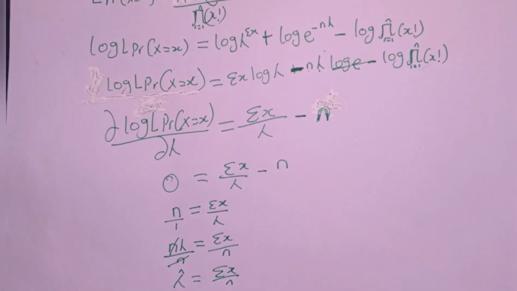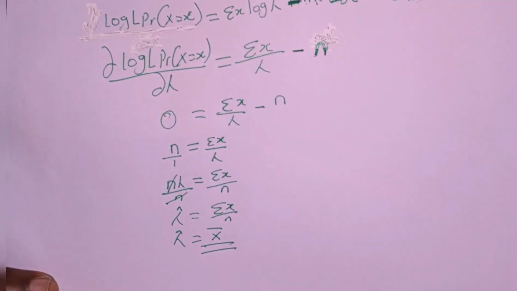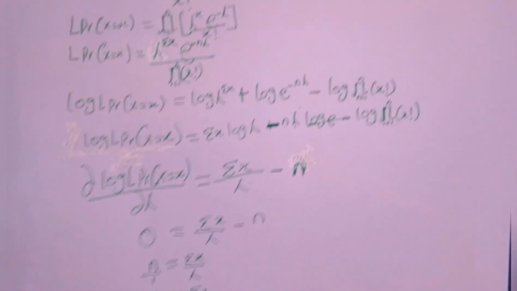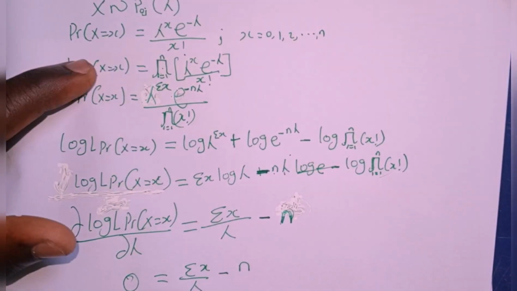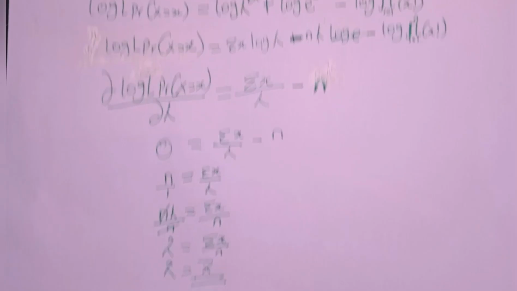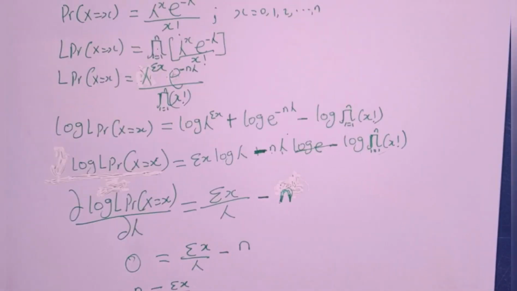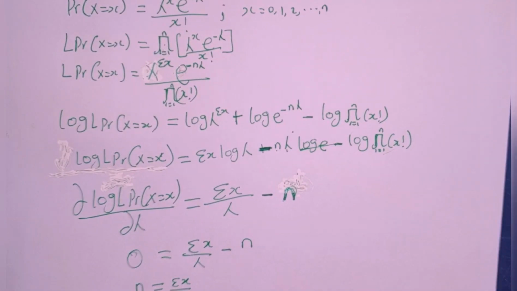And the summation of x over n is nothing but x bar. So therefore, the maximum likelihood estimate of a Poisson distribution with parameter lambda is the summation of x over n, which is the same as x bar. This is how to estimate the maximum likelihood of a Poisson distribution.